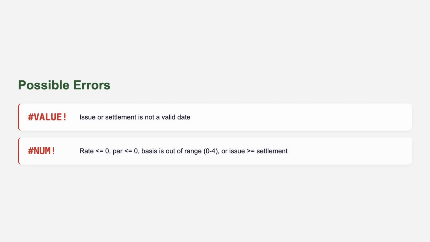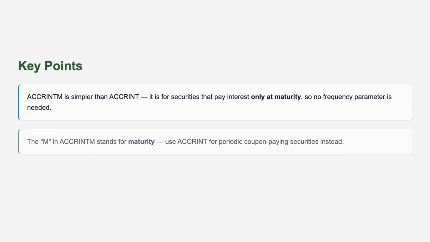Watch out for common errors. A value error occurs when issue or settlement is not a valid date. A num error occurs when the rate is less than or equal to 0, par is less than or equal to 0, basis is out of range from 0 to 4, or the issue date is on or after the settlement date. Key points to remember.